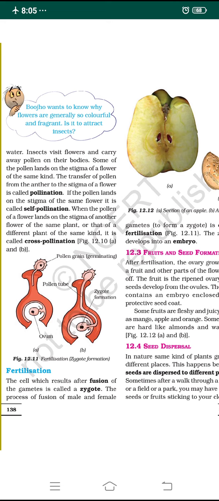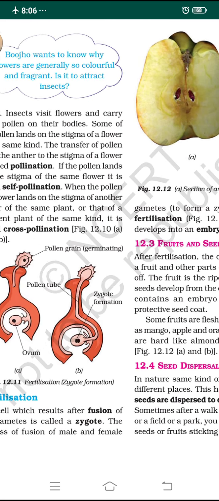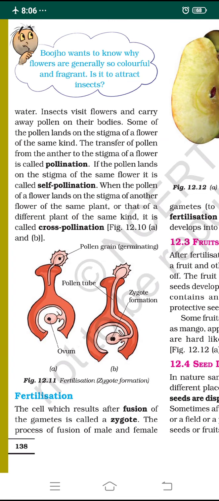So this process of transfer of pollen grains from the anther, the male part of the flower, to the stigma, the female part of the flower, is called pollination. Remember all of you, what is pollination? The process of transfer of pollen grains from the anther to the stigma of a flower is called pollination.